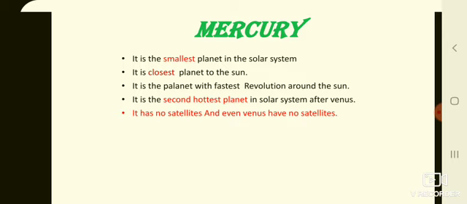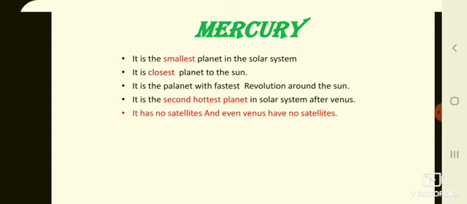Now let us talk about satellites. In my next video I'll explain what a satellite is, what kind of body is known as a satellite. Mercury and Venus are the only planets which do not have any satellite at all. In fact, they have zero satellites. The remaining 6 planets do have satellites.